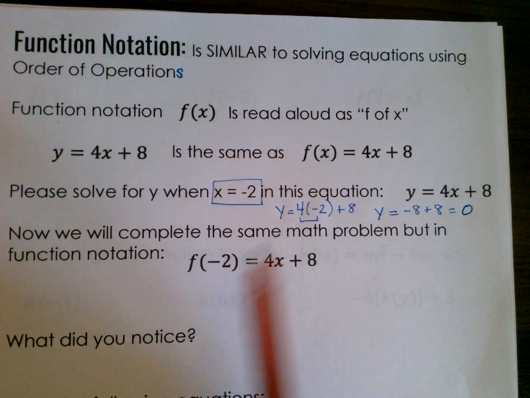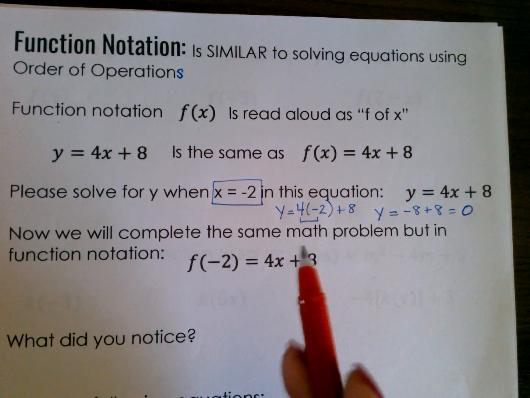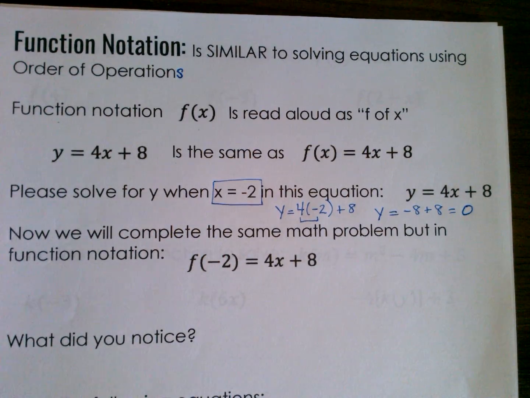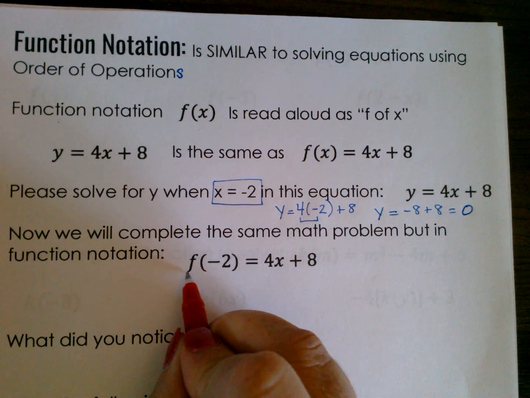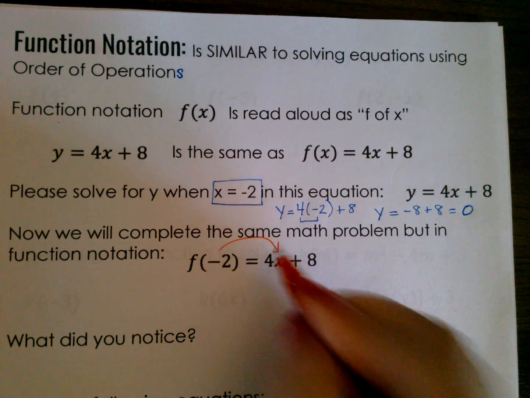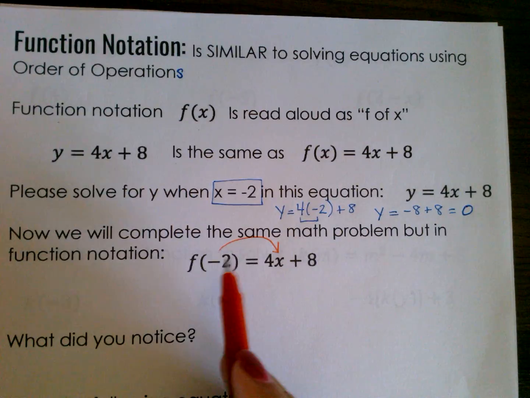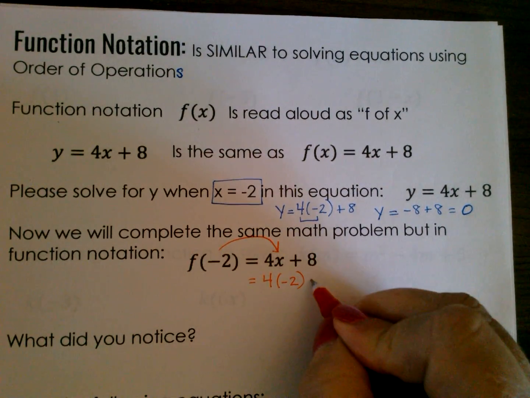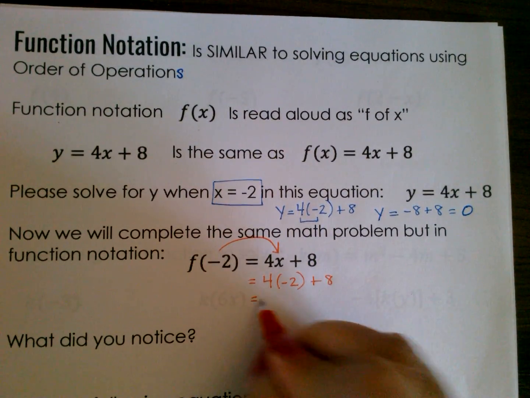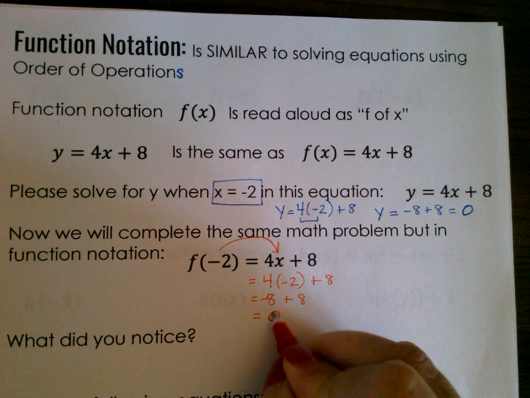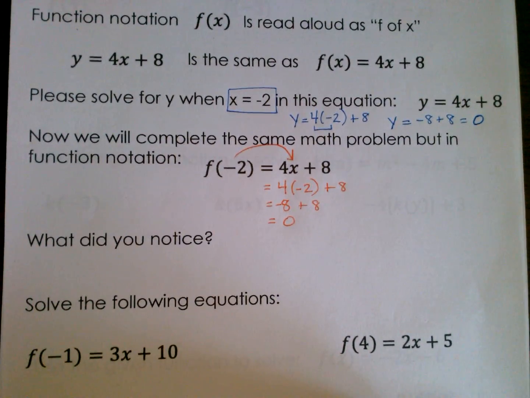Now we're going to do the same math problem, but we're going to do it in function notation. So instead of saying f of x, because I have a negative 2 there, I'll say f of negative 2. That means for the x in the math problem, please put negative 2. So I'll have 4 times negative 2 plus 8, follow order of operations, and I still get 0.